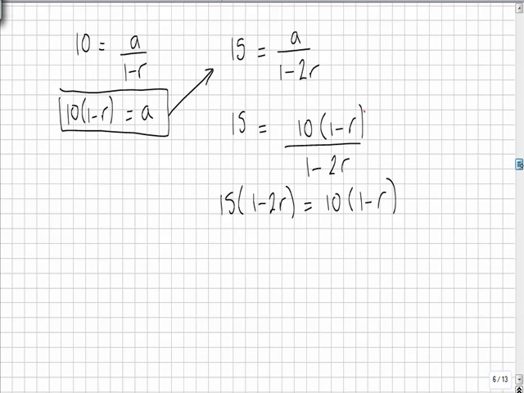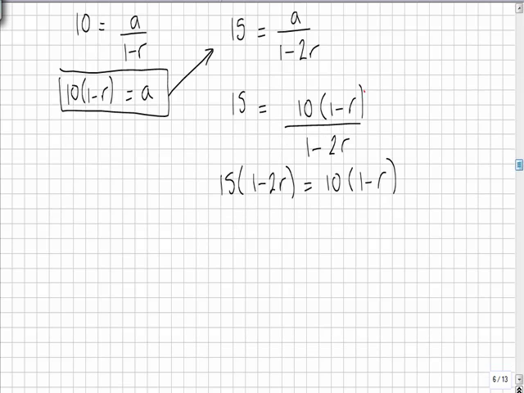Now I could multiply these out by 15 and 10, but the easiest thing to do first of all would be to divide through by 5, leaving me with 3 brackets 1 minus 2r is equal to 2 brackets 1 minus r. Expanding out now makes our lives a bit easier. We can see now that we have an equation just with r in.